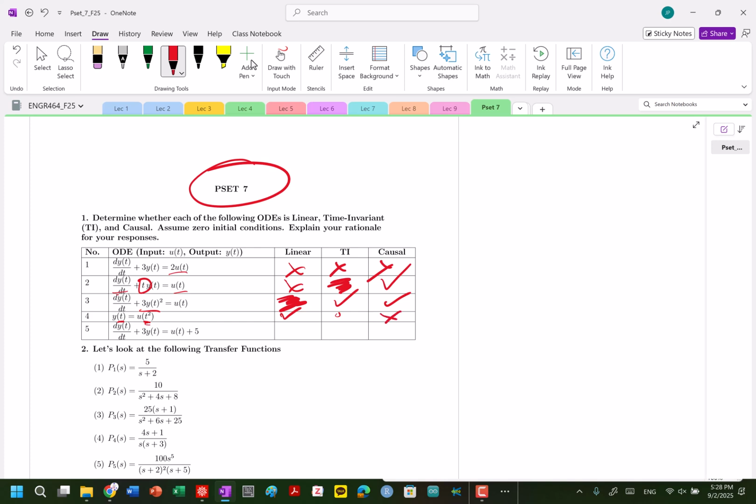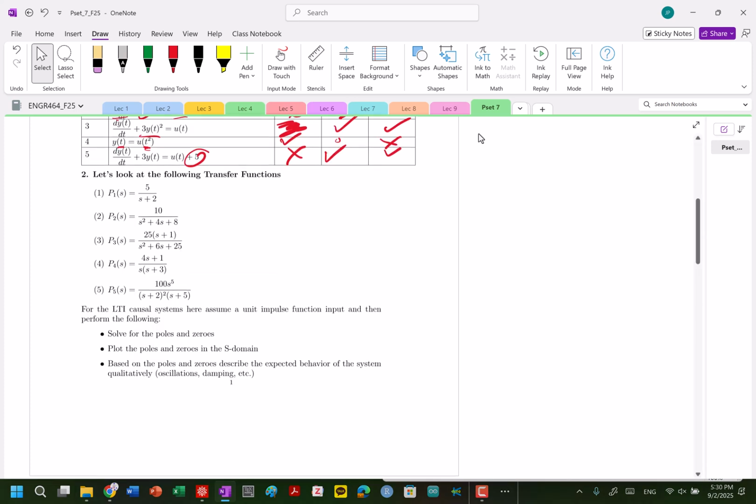And then finally, this last function here, are we linear? Nope, because we have this +5, this additive constant. So we're not linear. Are we time invariant? Yep. Are we causal? Indeed, we are. So that's our system here.